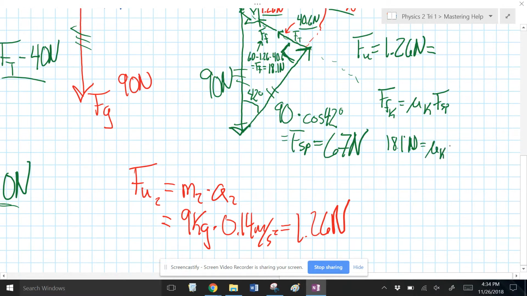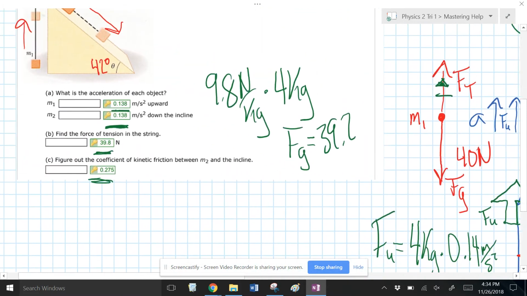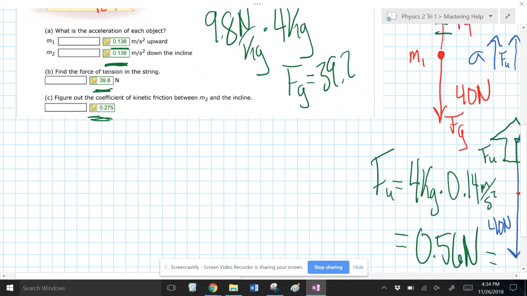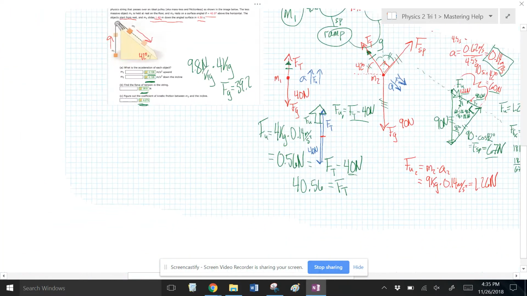I want to solve for mu K. The smoosh poosh we established earlier was 67 newtons. So 18.1 newtons divided by 67 newtons equals mu K. Calculator. 0.27. No units because the newtons cancel out. This is the coefficient. How'd we do? Yeah, that's in the ballpark. There we go. All right, so that's how this problem is solved.